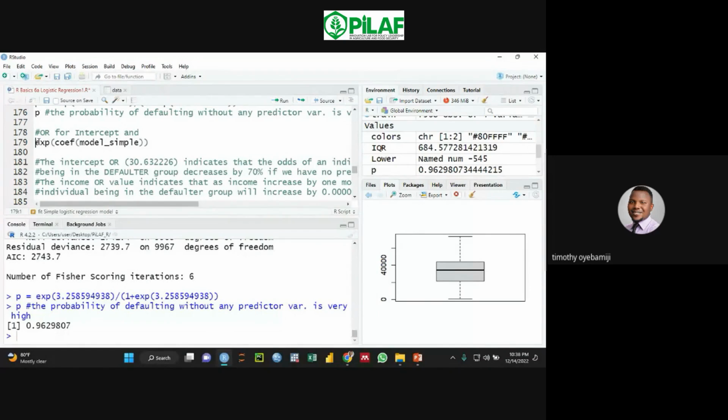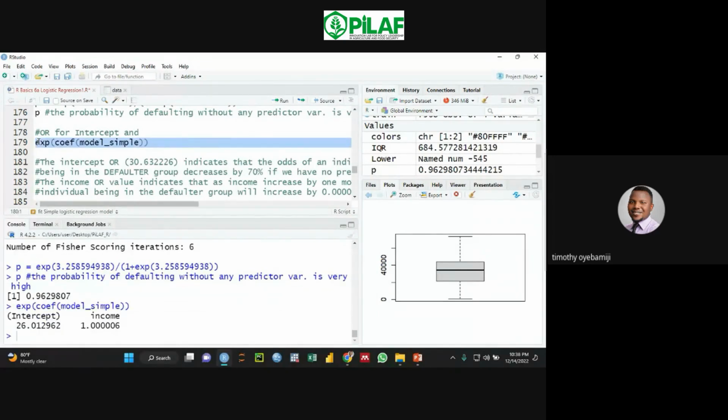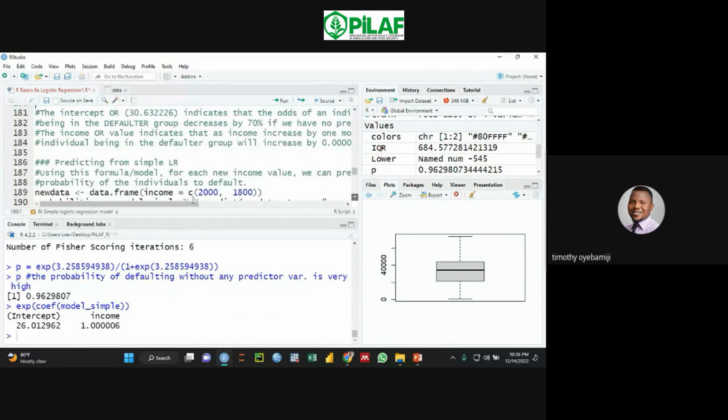All right. Then again, for the intercepts, that's the coefficient of income, we can also calculate the probabilities, given the income. Now the intercepts of OR 30.3 indicates that the odds of an, okay, we can read this up. All right, so as not to waste time.